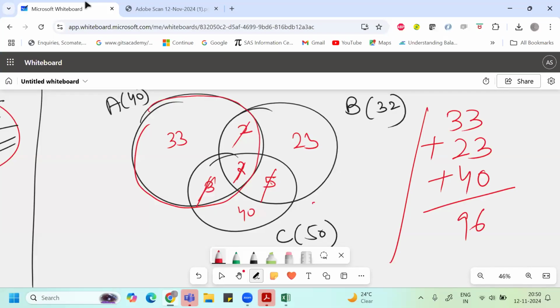Clear, guys? You don't need any mathematical formula and all. You can do everything by yourself.